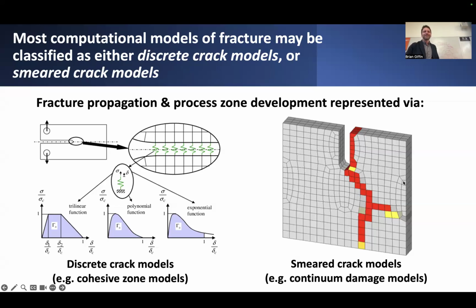The other way, smeared crack models, effectively can be classified into a bunch of different categories. There are a bunch of different alternative ways you can do this, but probably the most common one that you would encounter is this so-called continuum damage approach, where you just take a regular constitutive model, like the ones that we've been considering up to now, and you just say that it includes some strain softening behavior.